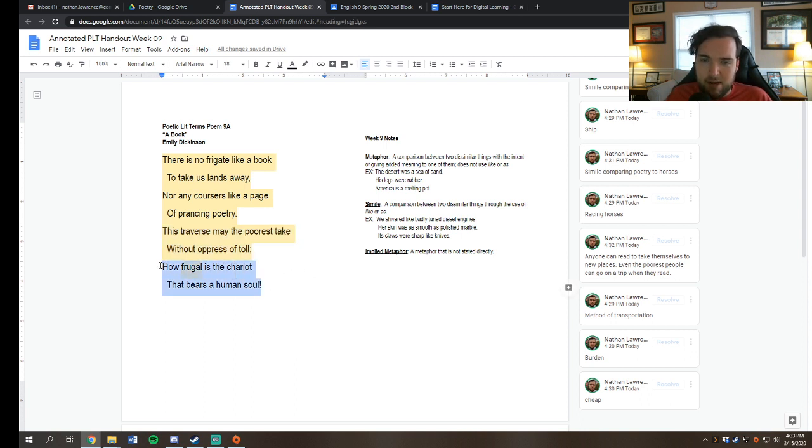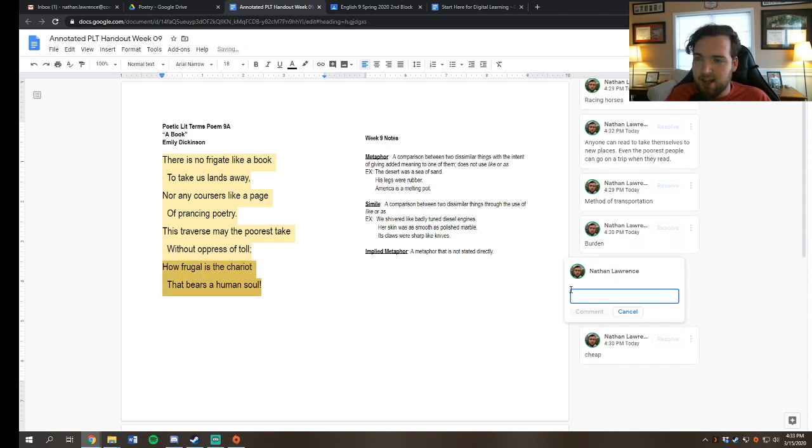And then I think this is a really nice stinger to the poem here, right? How frugal is the chariot that bears the human soul? A chariot is another method of transportation. It's a two-wheeled cart. I didn't define it because it's not that important. But the idea is that methods of transportation might transport your body, but books transport your soul. They transport the thing that makes you, you, right? You can get into a car and be asleep and your body moves around, but your consciousness doesn't really move because you're not awake, right? But anytime you read, you're being taken somewhere else, right? And that's the power of poetry.